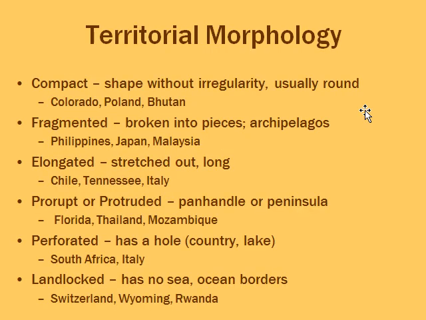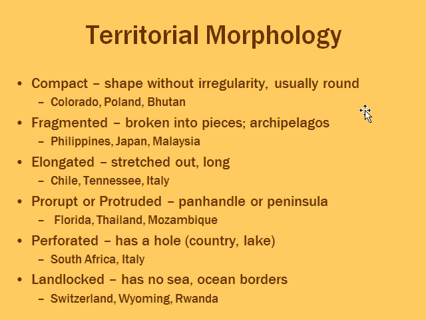Okay, these are the types of, it's called territorial morphology. It's sort of the shapes of states and what they can be. So you can have a compact state. That's pretty self-explanatory. It's usually either round or square. It doesn't have a regularity. It's pretty compact, one shape sort of thing. So Colorado is a good example of this. Poland is relatively round in shape. It doesn't have some things jutting off in different areas. Now, fragmented means it's broken into pieces, like an archipelago. So Japan is a great example of this. The Philippines, anywhere you've got water usually between the different parts of the country, that's a fragmented country.